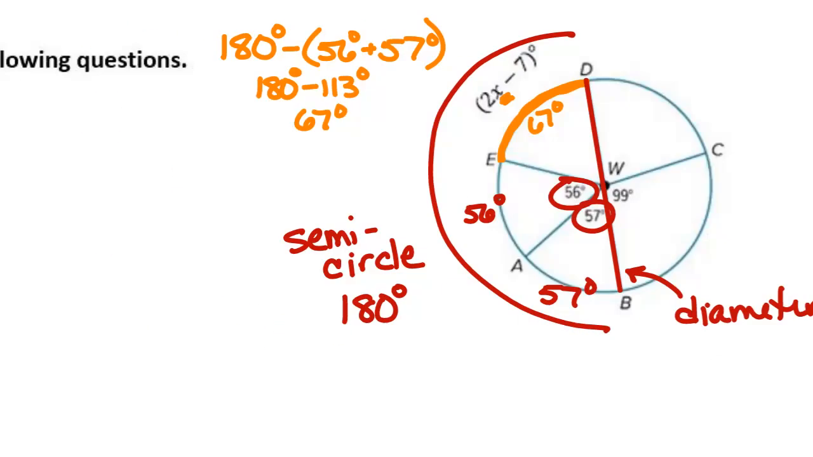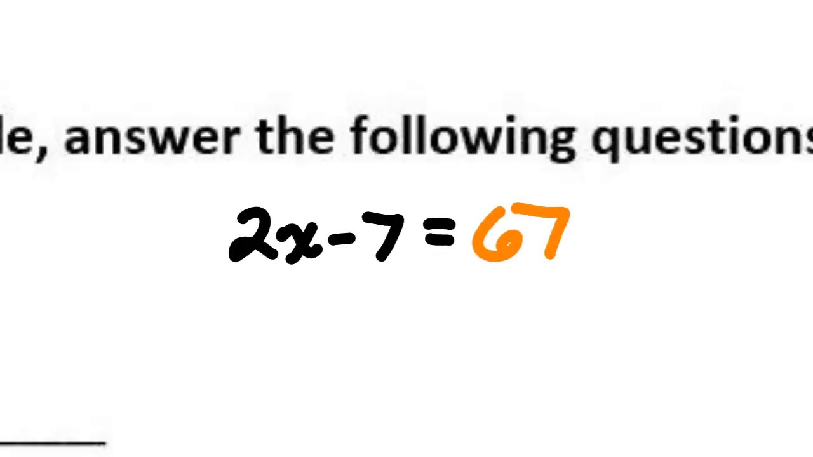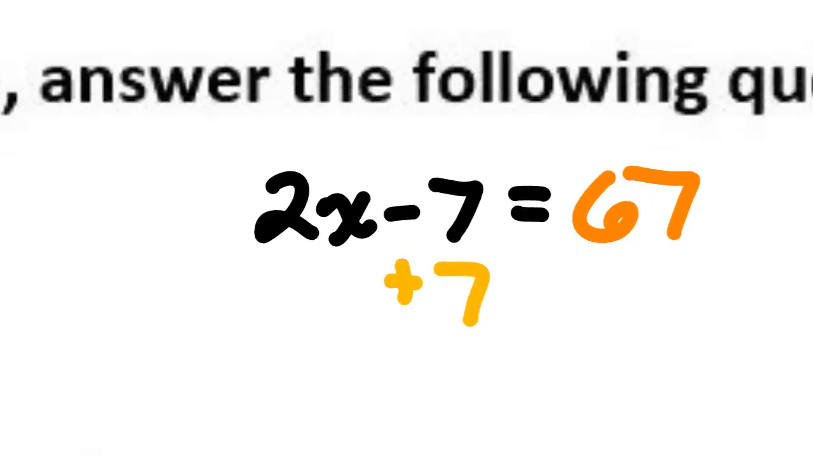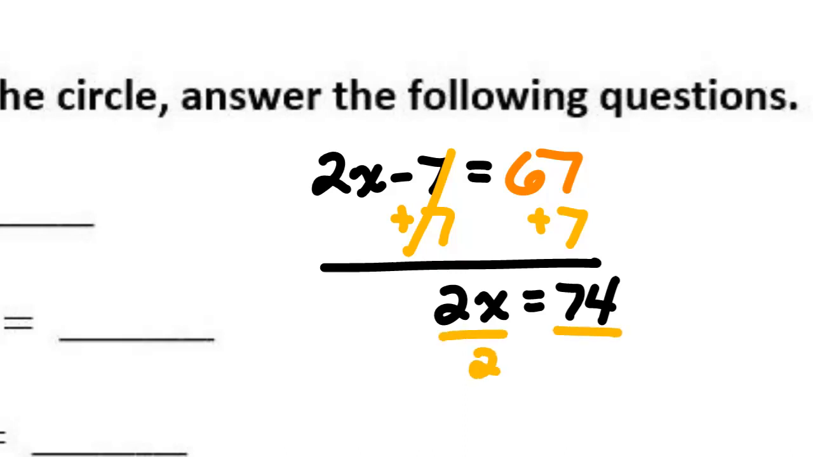So to find x, we're going to take 2x minus 7, and we're going to set that equal to 67. The arc is 67. The arc is also 2x minus 7. So those two things have to be equal. We're going to add 7 to both sides. 2x equals 74. And then we divide both sides by 2. X is 37.